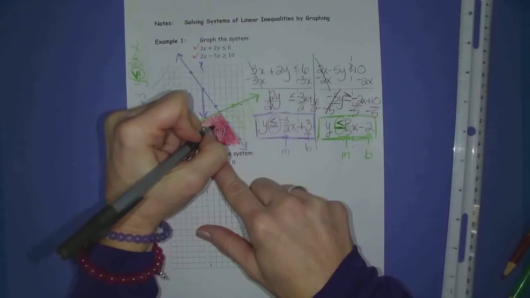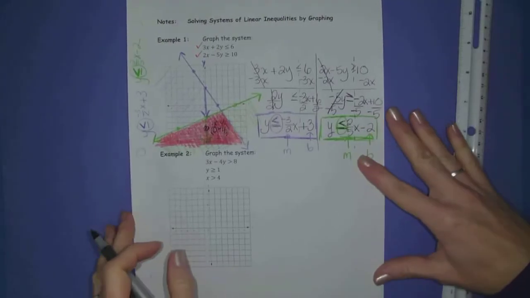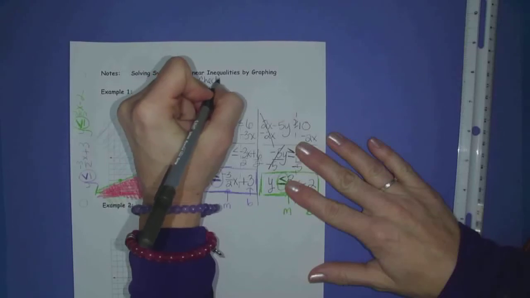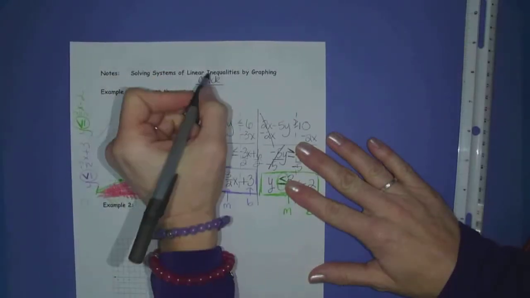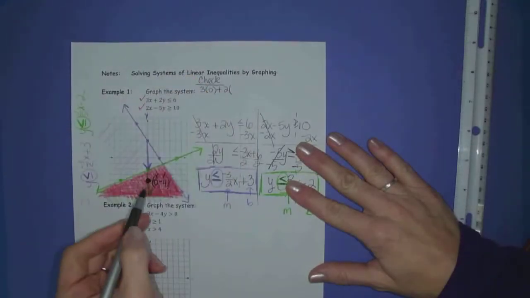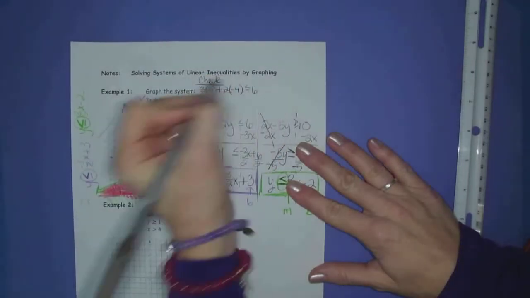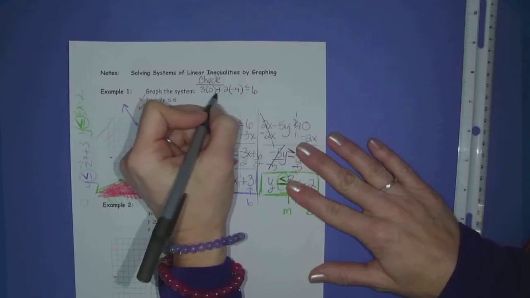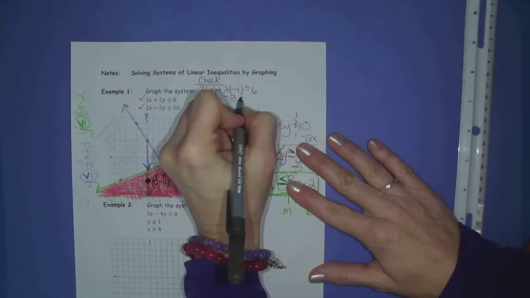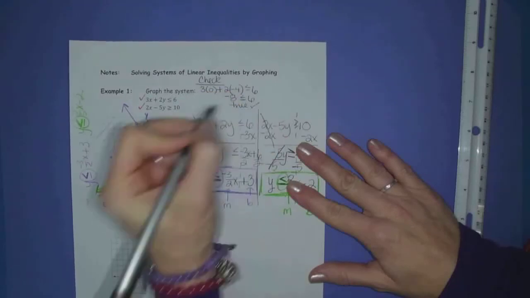So this is going to be my x and my y. And I'm going to go back up to my original equations and put that in. So if I use my first equation, this would be my check. I have 3x, so 3 times 0 plus 2 times y, which is -4, should be less than or equal to 6. Well, let's see. 3 times 0 is 0, so that goes away. 2 times -4 is -8. So -8 is less than or equal to 6. That is true. So that's a good sign.